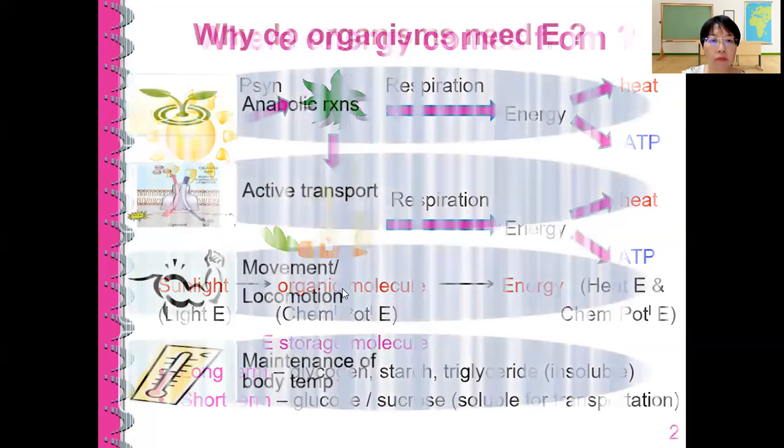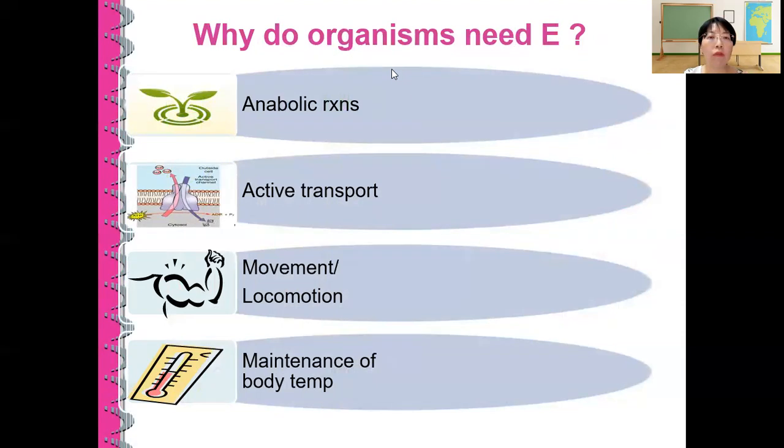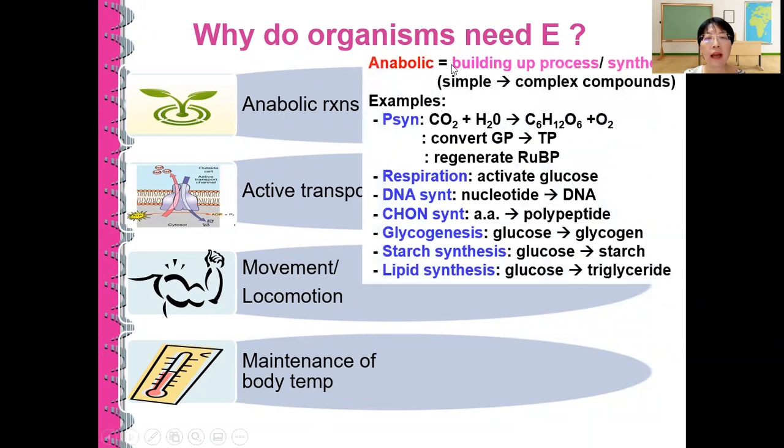So let's go to the detail. This is a recap of the energy that is being used by the cell in our body. Once ATP and heat energy are produced, they can be used by the cell. ATP can be used for anabolic reactions. Anabolic reactions are all the building up processes, where simple molecules are converted to complex molecules. For example, in photosynthesis, CO2 and water are simple, converted to glucose, which is a complex molecule.